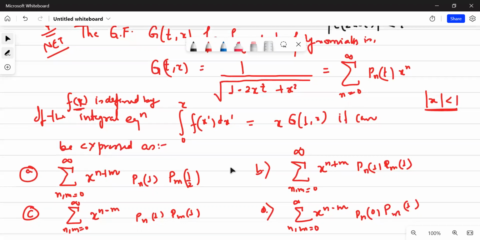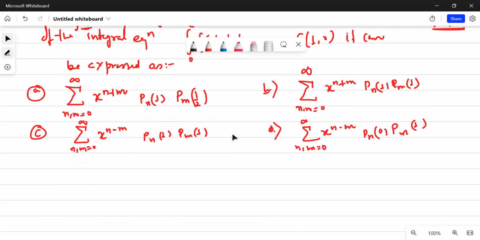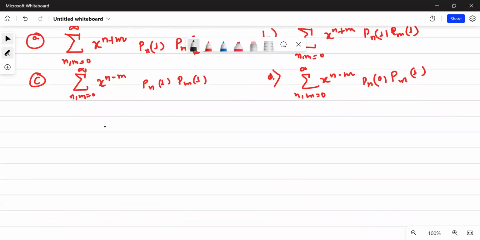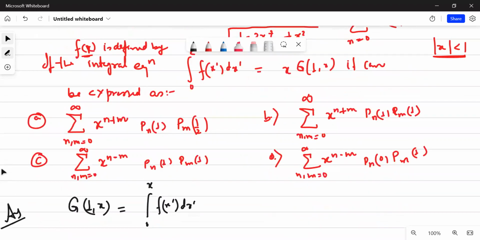So let us once try. देखते हैं एक बार इसको। So देखो बोल क्या रहा है उसी से करने की कोशिश करते हैं। Let us try to understand what it is giving. So पहले काम करते हैं। It is saying that g1 comma x is given by integration 0 to x, and then you have this fx dash, and then you have dx dash, right? यही तो दे रखा है। This is what it is given.